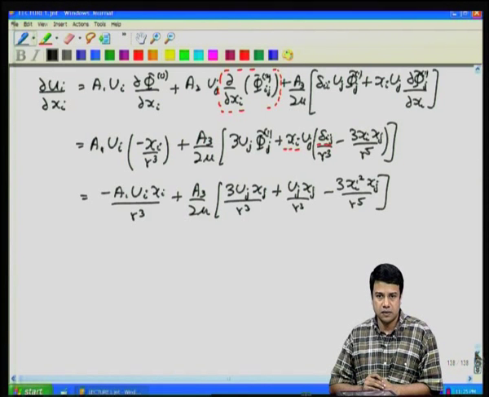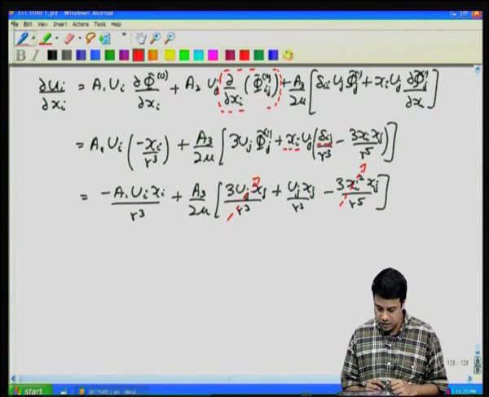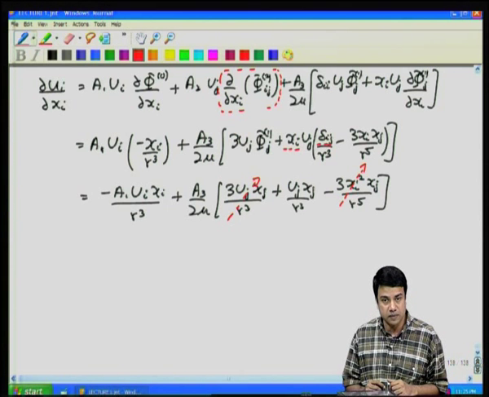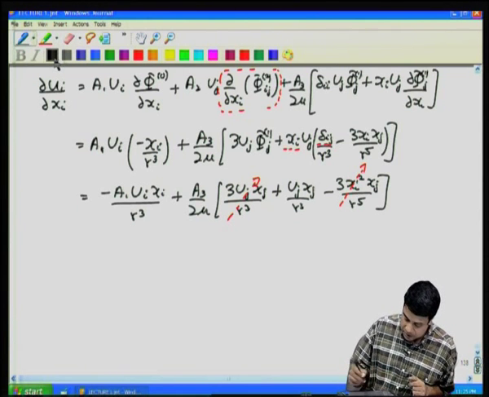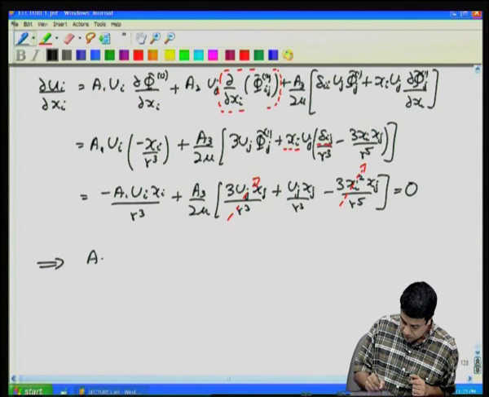x_i squared, that is x_1 squared plus x_2 squared plus x_3 squared, is just equal to r squared. Okay. So, I have x_i squared by r power 5 is just 1 over r cubed, and because of that you can easily verify that these two terms will cancel out. Okay. And the other two terms are just minus a1 u_i x_i by r cubed plus a3 by 2 mu u_j x_j by r cubed. Okay. Both of them are u dot x by r cubed. Therefore, this basically tells me that if this is equal to 0, it implies that a1 is equal to a3 by 2 mu.